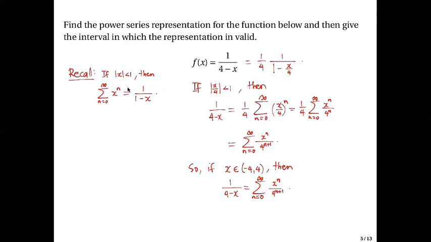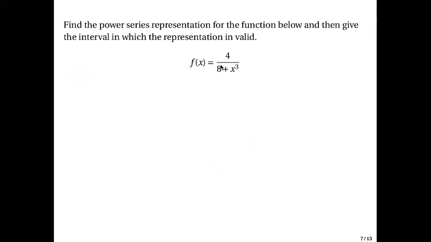So what we're going to do is to factor out the 8 in the denominator. So in here, we can rewrite this as 1 over 8 times 4 over 1 plus x cubed over 8. Okay? And then we'll just simplify this.